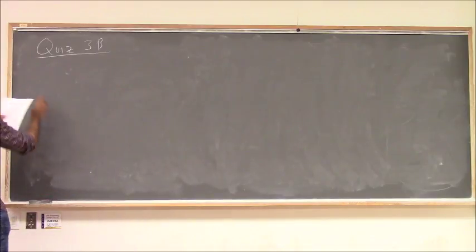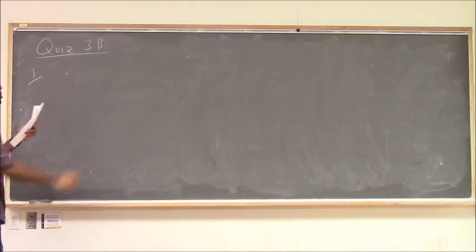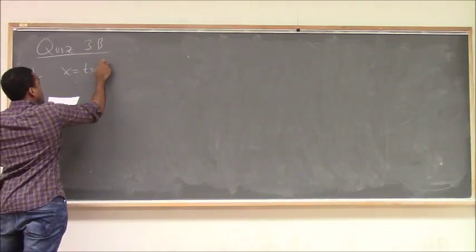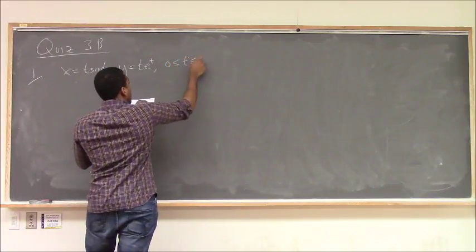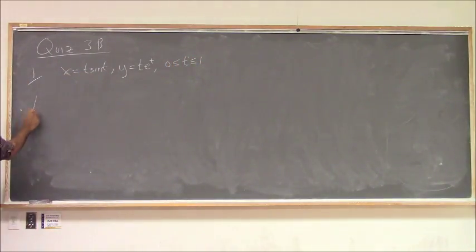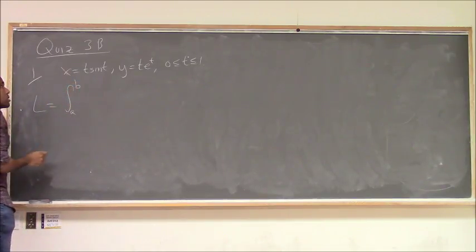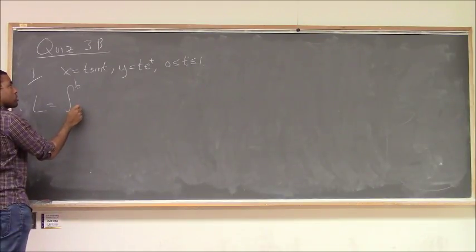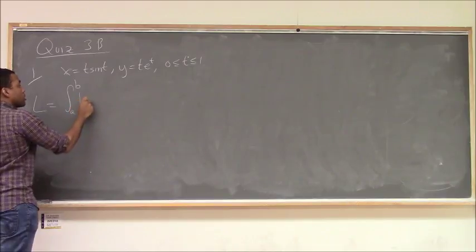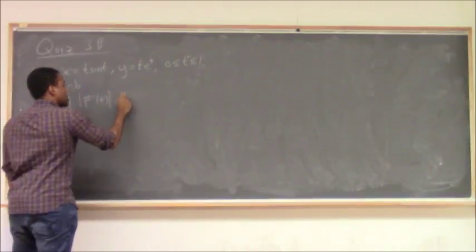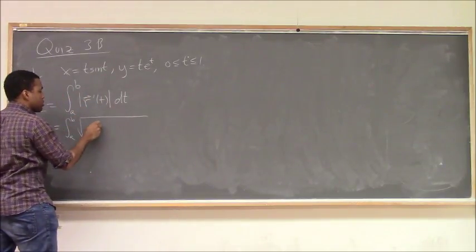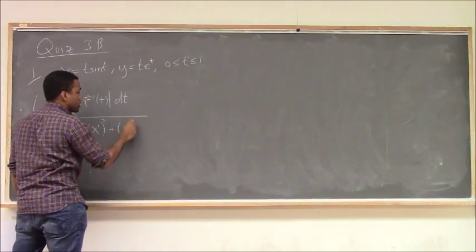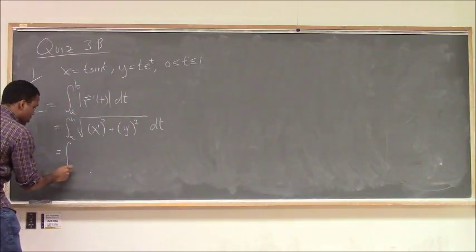It says, set up a line integral to find the length of the curve x equals t sine t, y equals t e to the t, t goes from 0 to 1. Well, we know that L is equal to what? The general formula: the integral from 0 to 1 of the magnitude of r prime of t dt. Correct. In this case that will flesh out as the square root of x prime squared plus y prime squared dt, from 0 to 1.